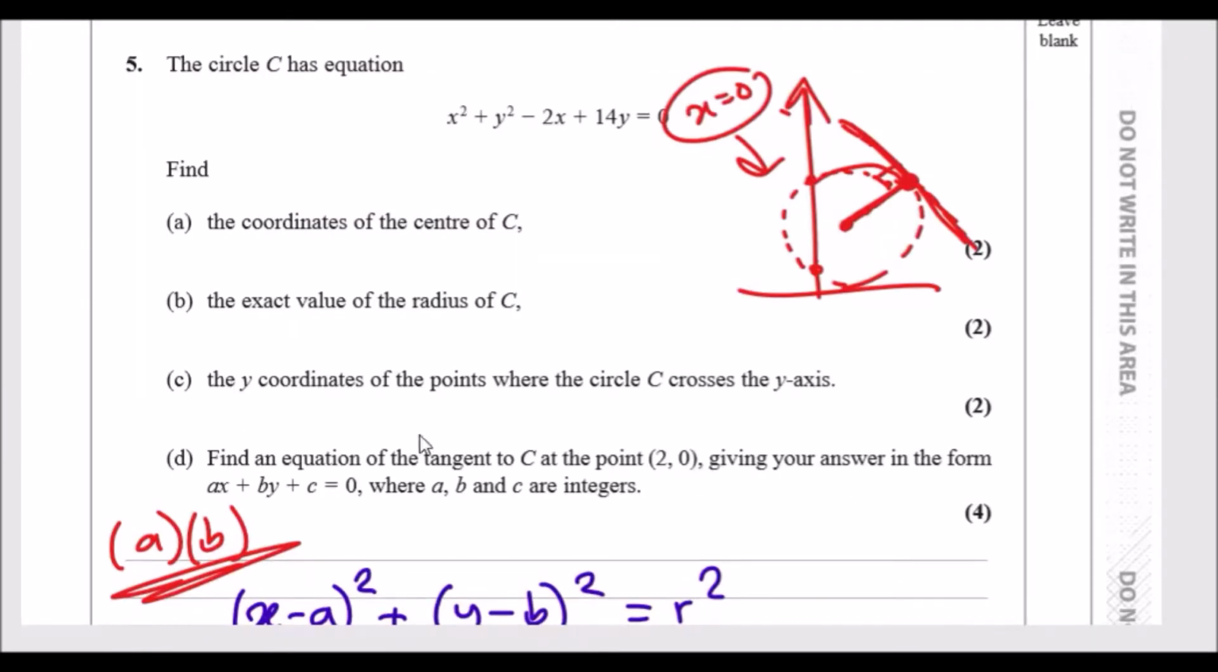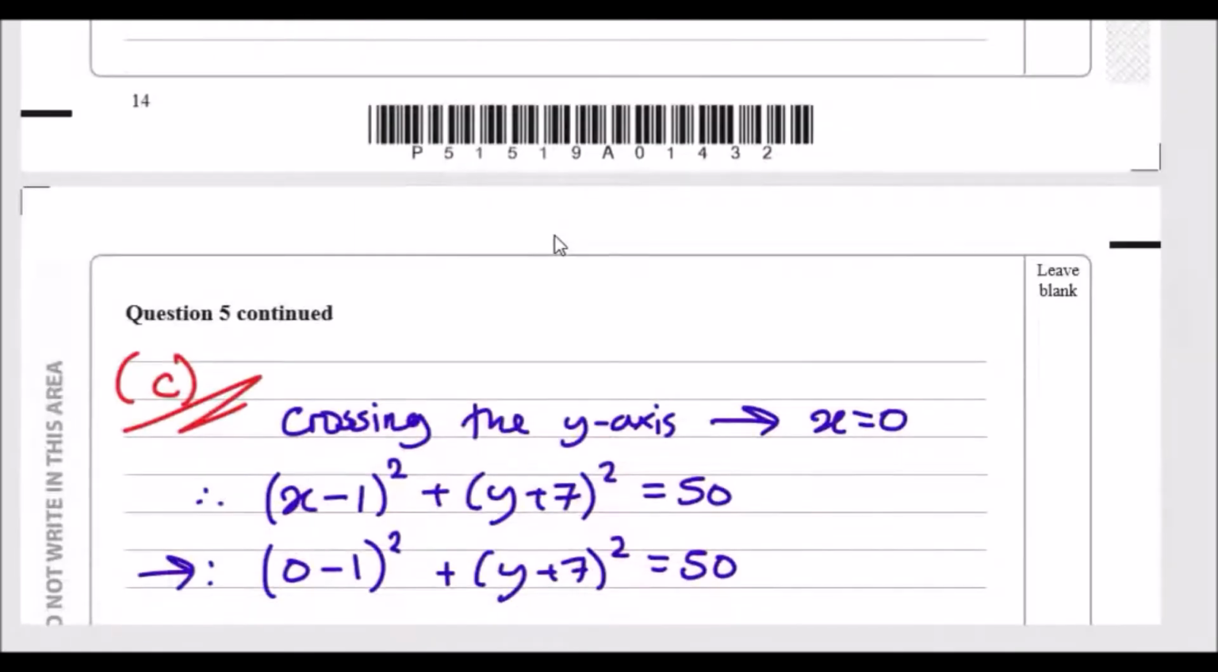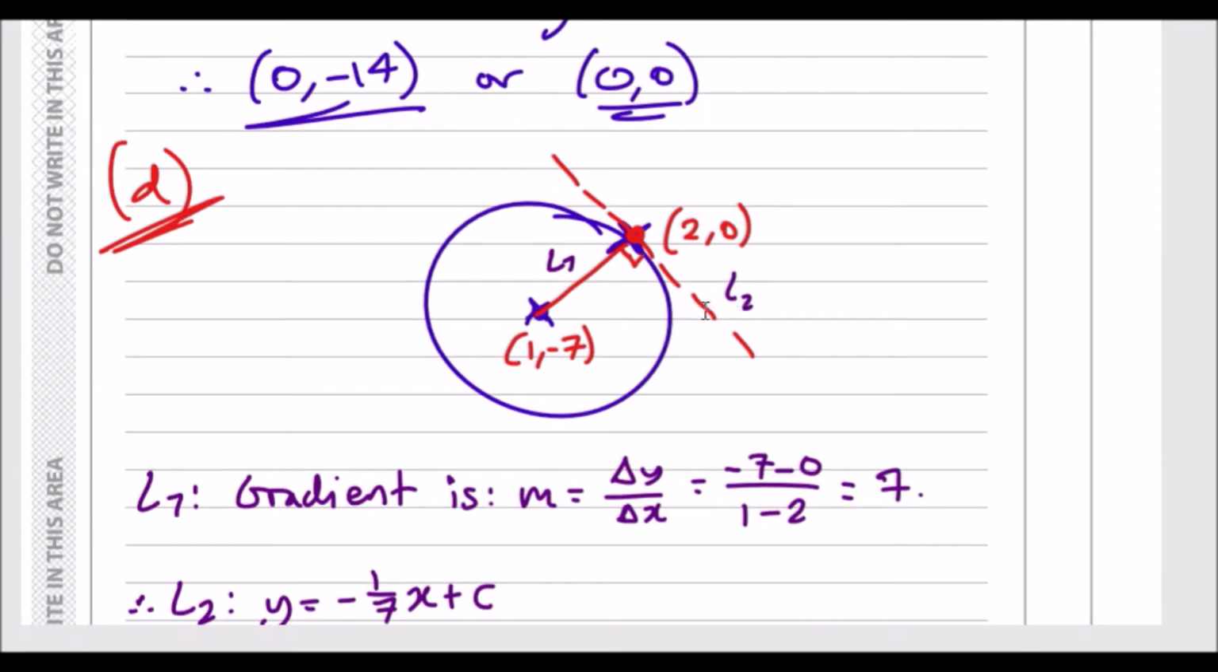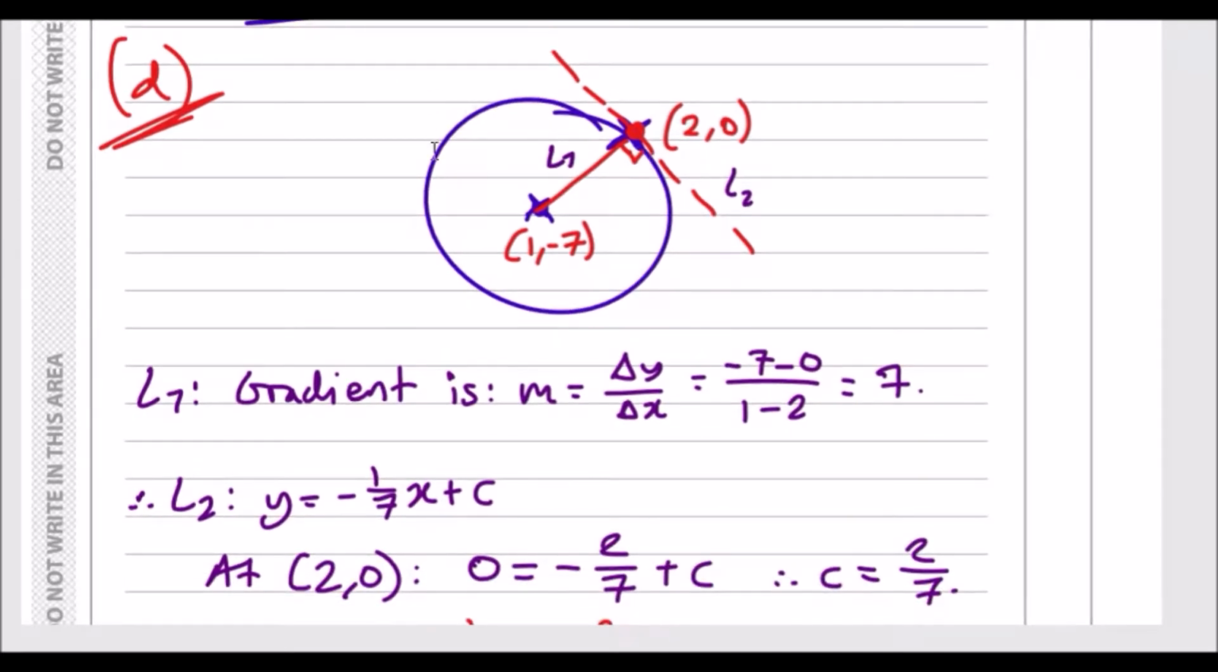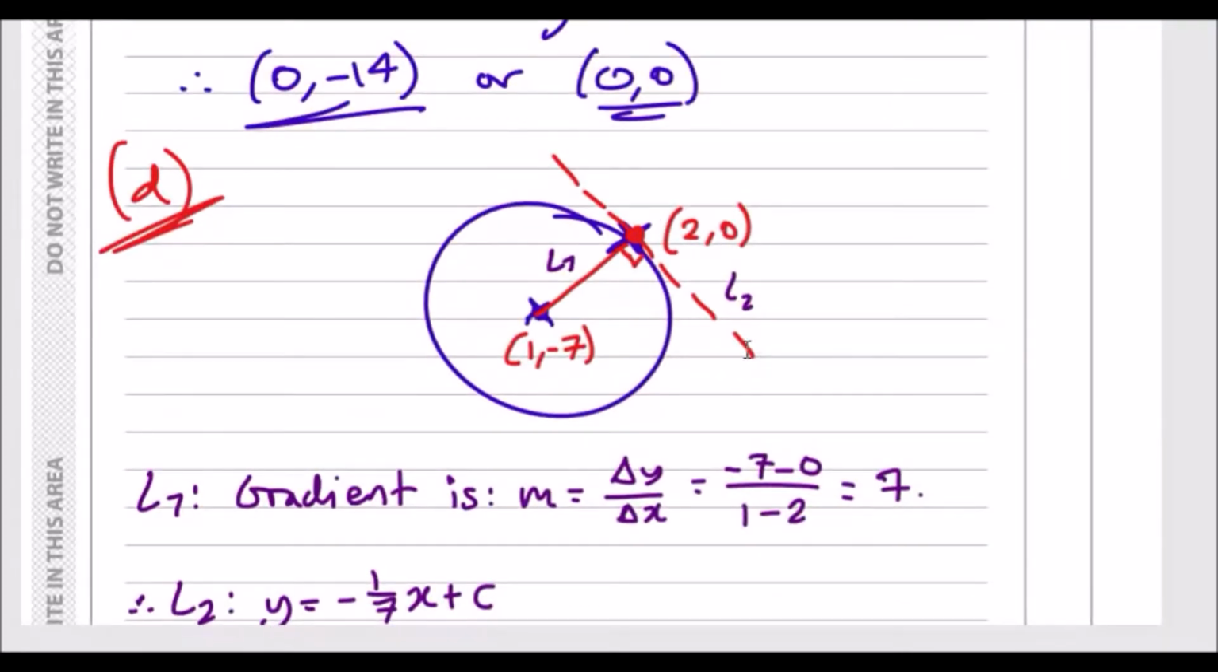Find an equation of the tangent to the circle over here at the point (2, 0). Okay, so to summarize this one nice and easy, because I've already drawn it, just imagine the circle equation. Let's draw a nice circle and label the center (1, -7), as we found earlier in part A. Now, the tangent line is going to be this red dotted line I drew over here. This red line represents the tangent, where it hits exactly at one point, i.e. (2, 0). This is just a sketch, so it is not an accurate diagram.